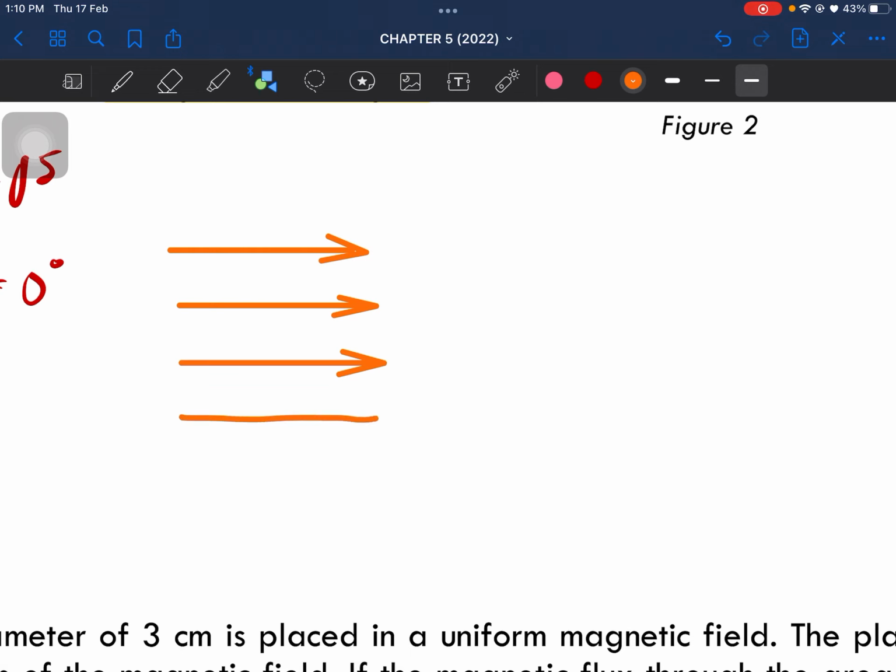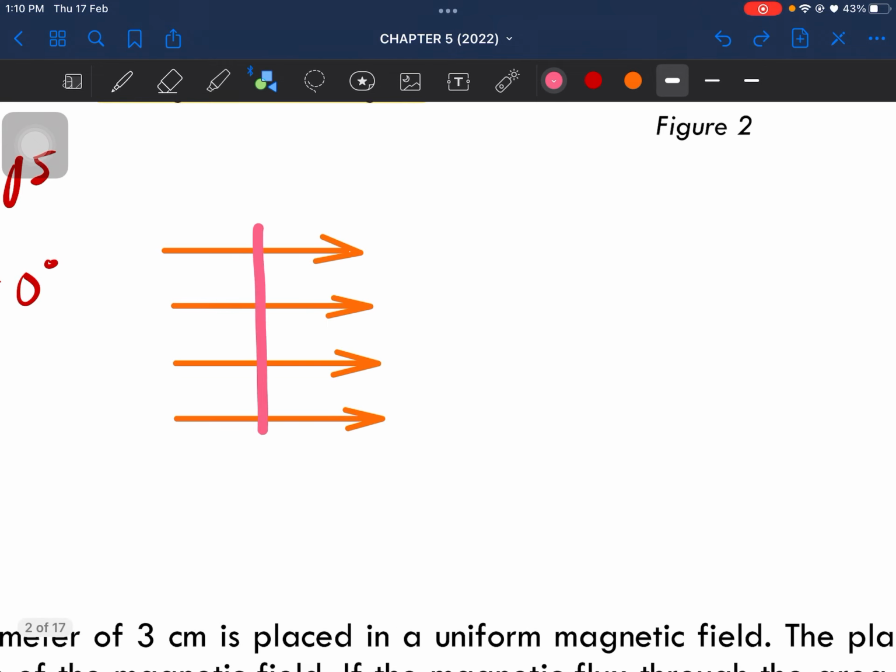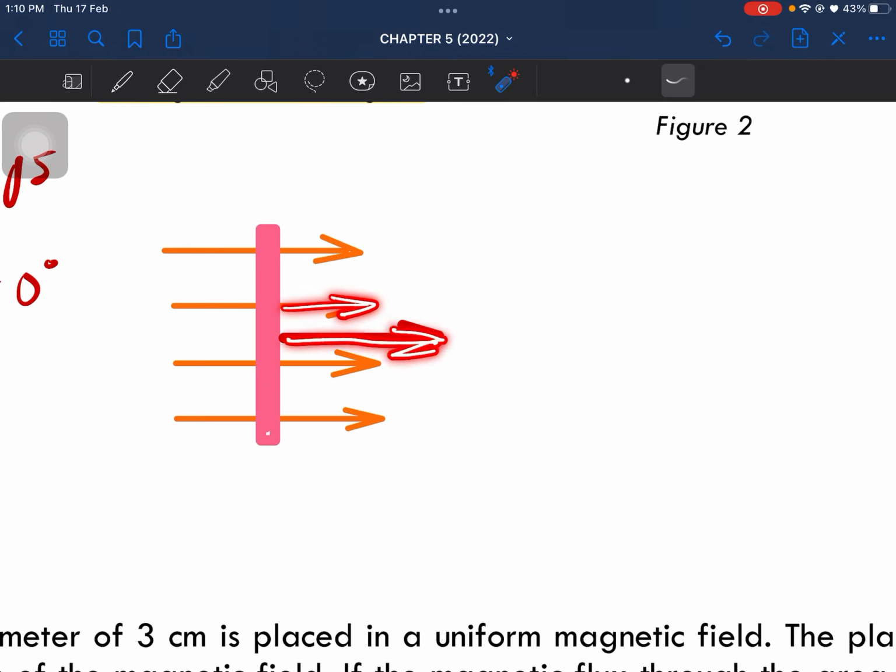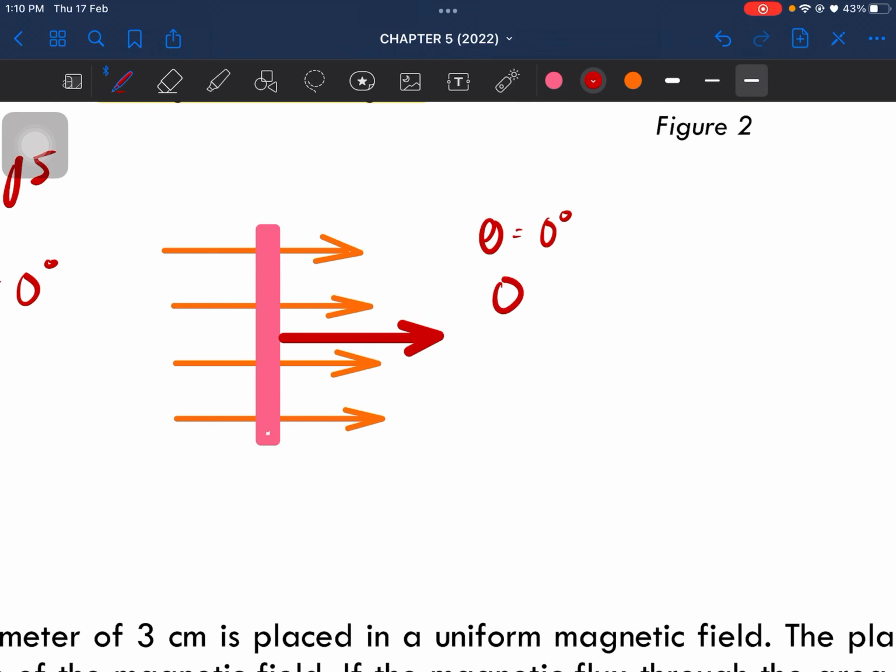Okay, so this is our rectangular coil, and we know that the area vector is always 90 degrees to the surface. Hence, if you look at this angle, the magnetic flux density is parallel to the area vector, giving us the angle equal to 0 degrees. So what does an angle of 0 degrees tell us? It is telling us the magnetic flux at this point is at the maximum.